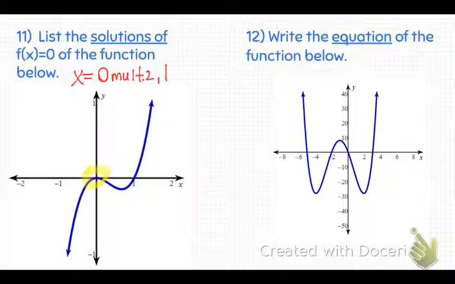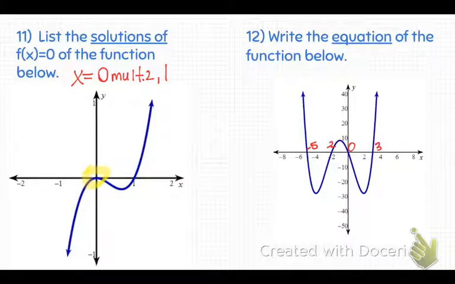And then finally, on number 12, it says write the equation of the function below. How do we write the equation? F of x equals the factors. So what's my first factor? What's this number right here? Okay, good. So here's my root is -5. What's my next root? -2. What's my next root? And what's my last root? 3. Okay, so let's write this in factored form.